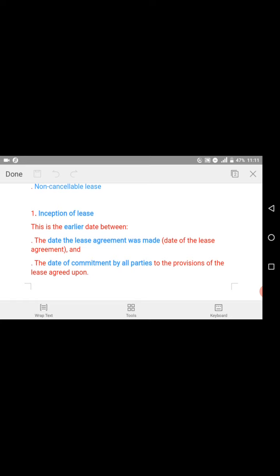This is the earlier date between one, the date the lease agreement was made, as the date the contract was signed or the agreement was made formally or informally, and the date of commitment by all parties to the provisions of the lease. Sometimes one can come before another, especially in informal agreements. The date of commitment by parties can come before the agreement.